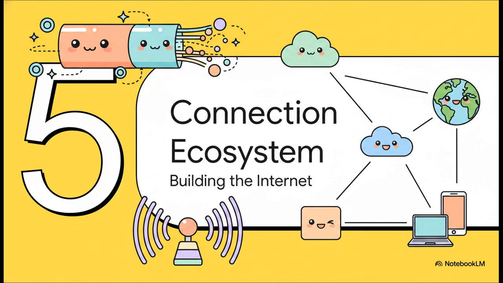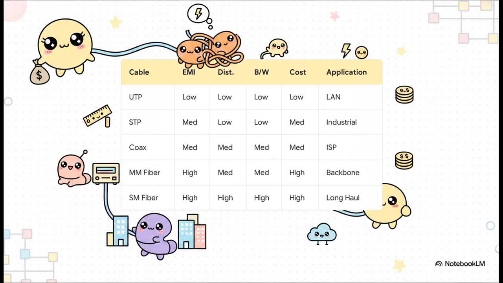Section 5. The ultimate connection ecosystem. So we've got electrons moving through copper, photons firing through glass, and waves curving through space. Let's tie the whole shebang together. When you look at all these different mediums side by side, a really vital reality in network architecture becomes obvious. Every single medium has a trade-off between cost, distance, and interference resistance, which means there is literally no such thing as a perfect cable. Single-mode fiber totally dominates distance, but yeah, it's expensive. UTP copper is incredibly cost-effective, but it's highly susceptible to interference. You really just have to pick the right tool for the job.